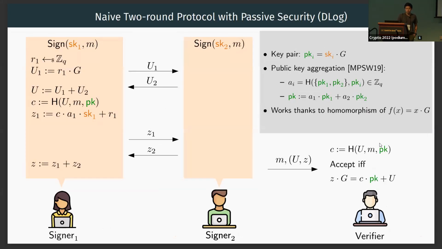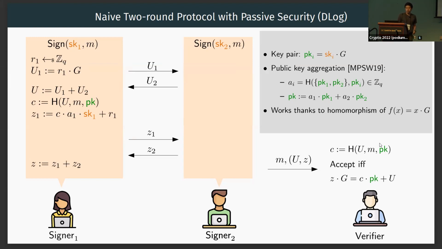So once you have a Schnorr-like identification scheme, we can naively construct the two-round protocols in a passively secure setting. So this is relatively simple. Essentially, we ask each signer to produce locally a Schnorr signature. So each signer first commits to the randomness, and then upon receiving the other party's commitment, you take the sum of the commitments. And then you derive the joint challenge, and then later exchange the response values.